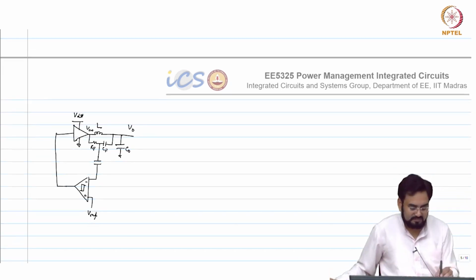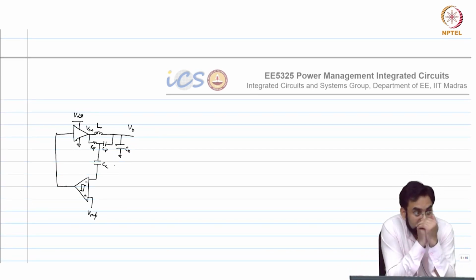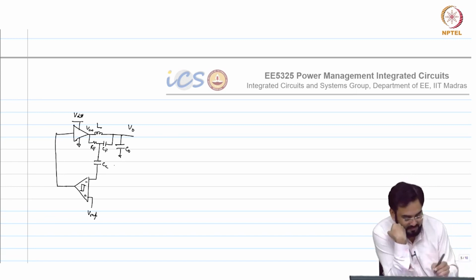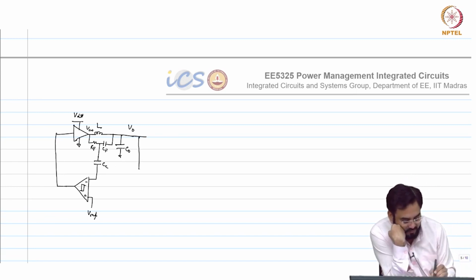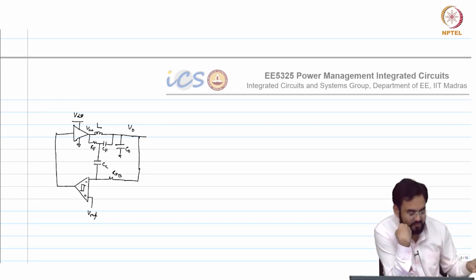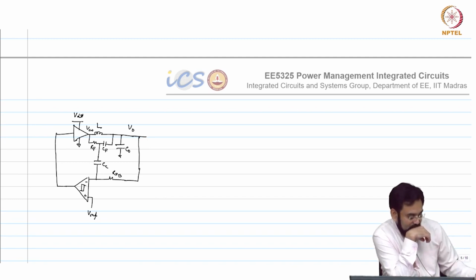Okay, is there a way I can get rid of this CC? I can achieve the same function without CC. So, can anybody think about that? Okay.